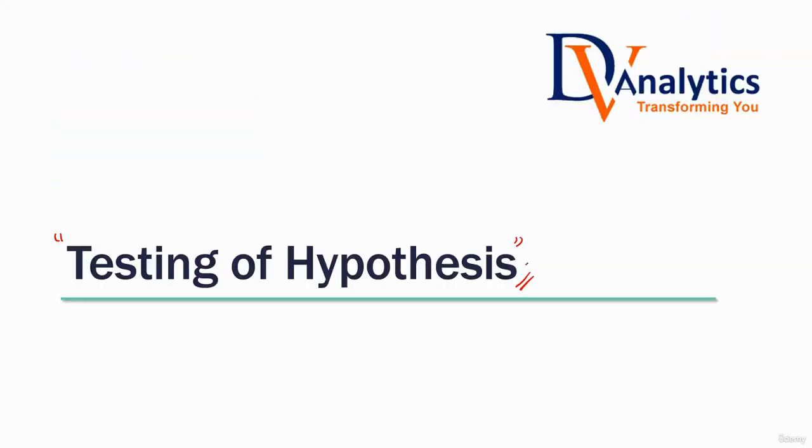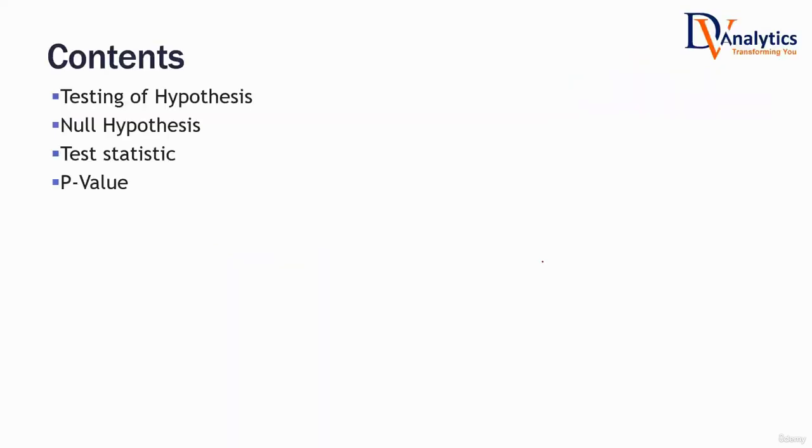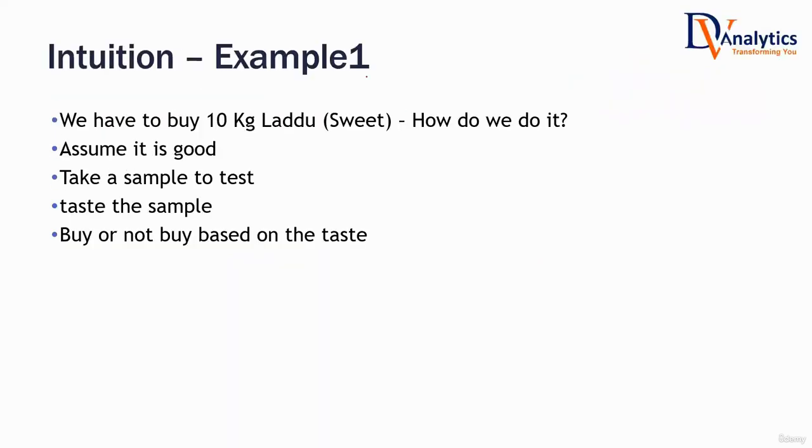As I told you, we do testing of hypothesis every day in our life. For example, there is a function at your home. You have to buy some sweet. 10 kg sweet you have to buy. You go to a sweet shop. Generally, what happens? 1 or 2 kg they'll give you immediately. If it is 10 kg sweet of one particular variety, let's say laddu or something, do they keep the stock of 10 kg there itself? Does that happen in general?